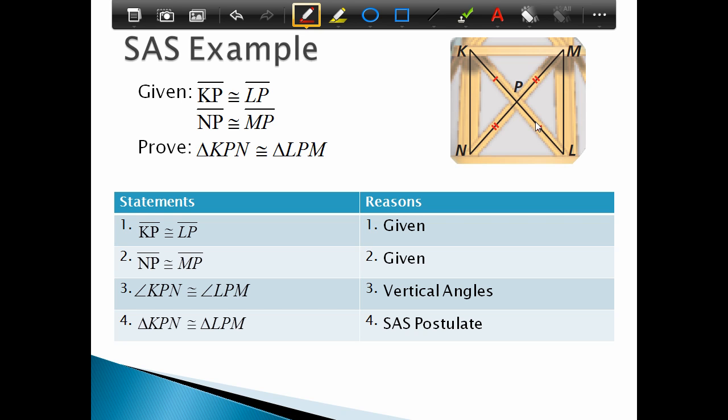So I've got an example of SSS. I've got an example of SAS. It's basically the same thing we did last time with triangle congruence, but we're doing shortcuts here so that we can get straight to the point without having to prove every single little piece of the triangles congruent to each other.